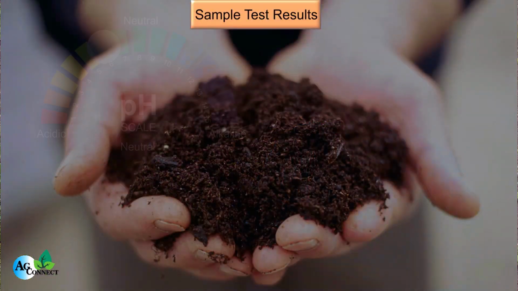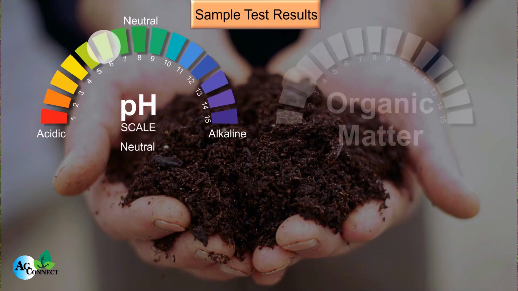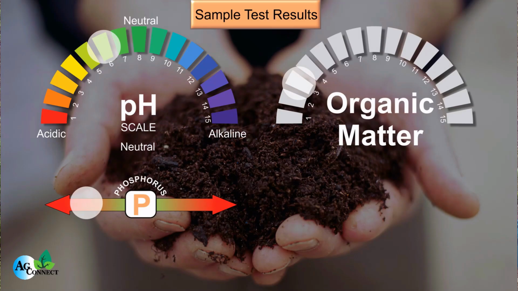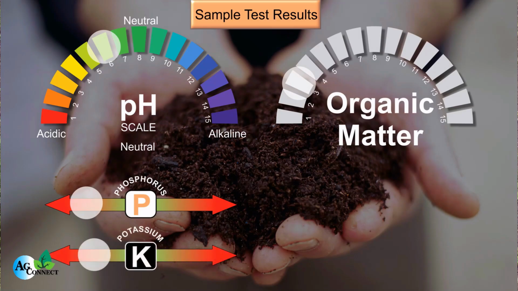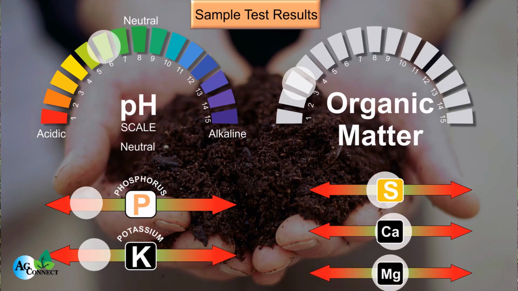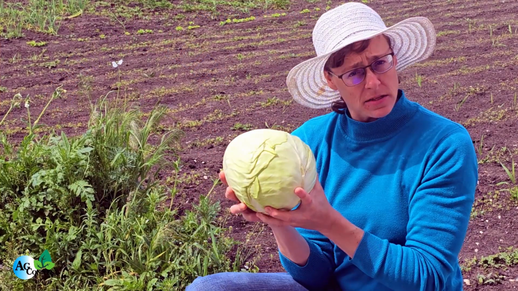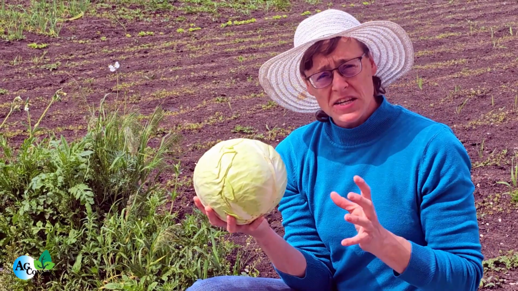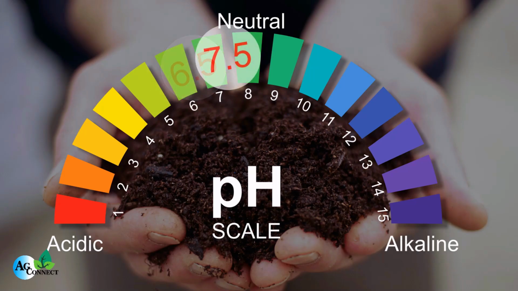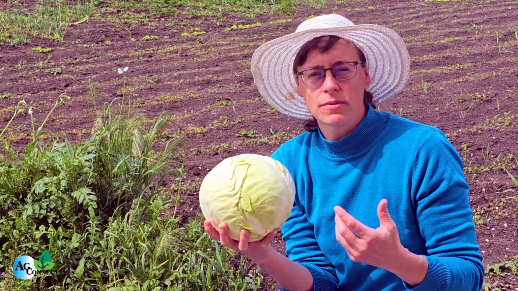So, we got the results of our soil test back, and it's saying that the pH of our soil is 6, the percent organic matter is around 3%, and we have low amounts of phosphorus and potassium, but adequate or medium levels of sulfur, calcium, and magnesium. So, as it pertains to the cabbage crop, a pH of 6 is fairly low. We would actually like to see a pH of 6.5, maybe up even to 7.5. So we will need to apply some lime, some calcium carbonate.